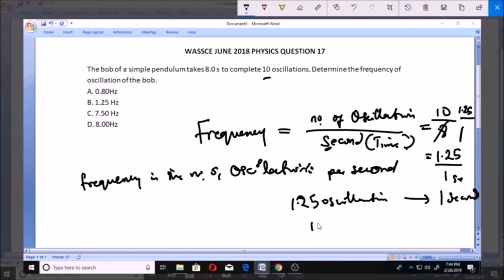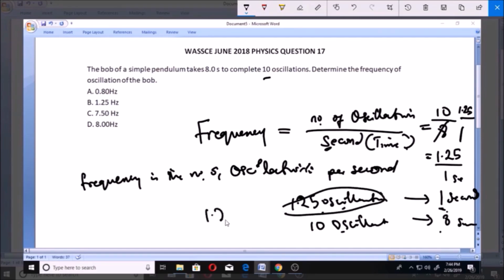Whereas you had 10 oscillations done in how many? 8 seconds. So if you can do 10 oscillations in 8 seconds, that means you can do 1.25 in 1 second. And the amount of oscillation that you can do in 1 second is the frequency. So the frequency is 1.25 Hertz.